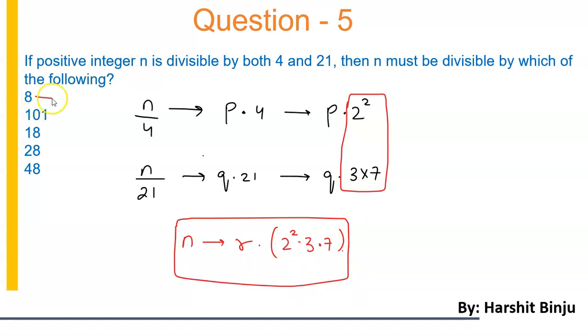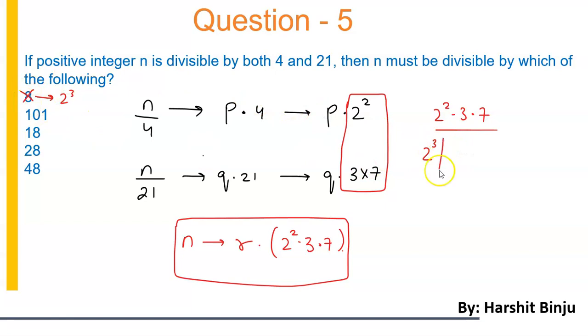So 8 is 2 cube. I don't have 2 cube. I only have 2 square, because n will simply become 2 square into 3 into 7 divided by all these options A, B, C, D, E. Now when I divide this by 2 cube, I'll still be left with a 2 in the denominator, so 3 into 7, 21, divided by 2. So this is not divisible by 2 cube. It's not divisible by 8. It's not possible. This goes out.